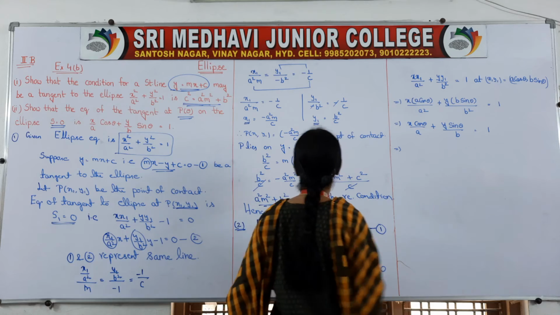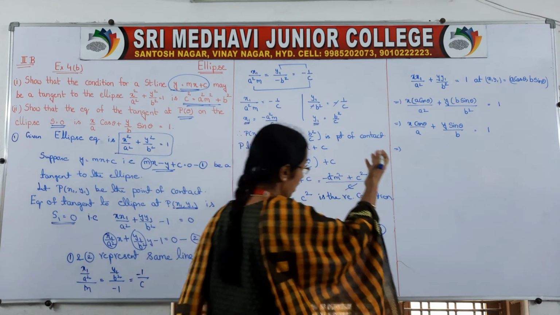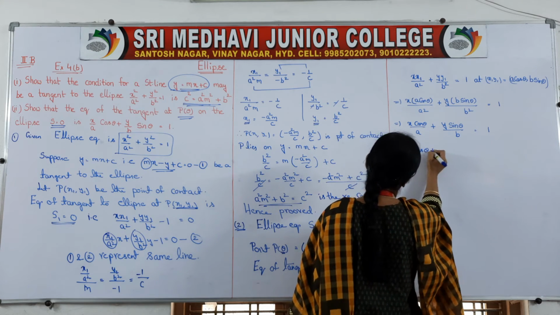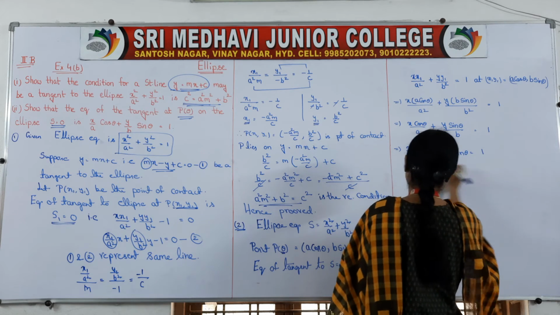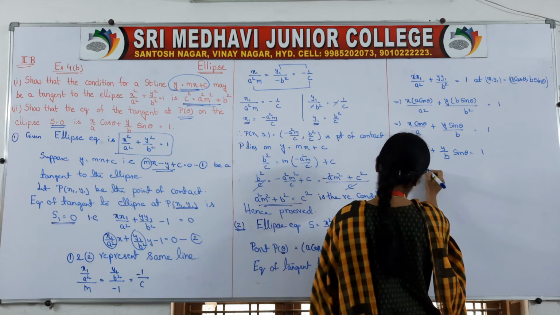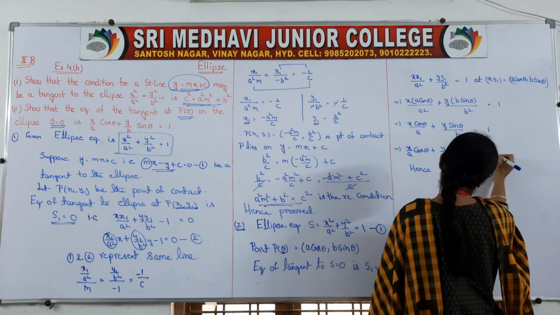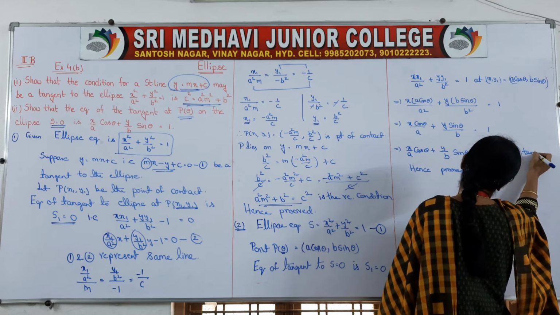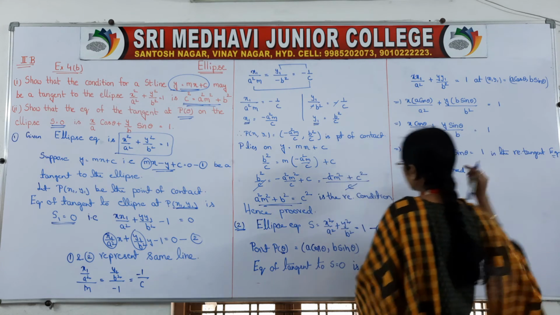This can be written as, we have to prove, x by a cos theta. Yes, we can write it, no? So, x by a cos theta plus y by b sin theta is equal to 1. Hence, this question also shows the problem. Hence proved, this is the required tangent equation. Okay, so hence we proved.